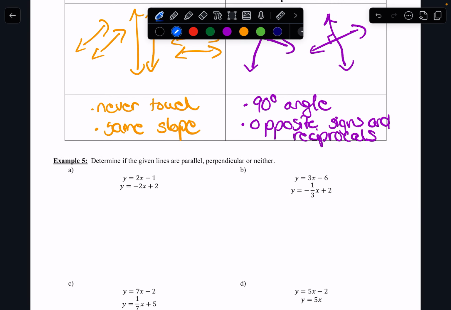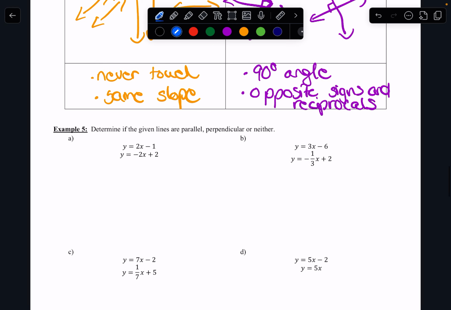So we need to determine if the given lines are parallel, perpendicular, or neither. Now, the slope of this first one is 2. The slope of the second one is -2. Now, these are not the same. They have opposite signs, but they are not reciprocals. So this means that the lines are neither. They're not parallel and they're not perpendicular.